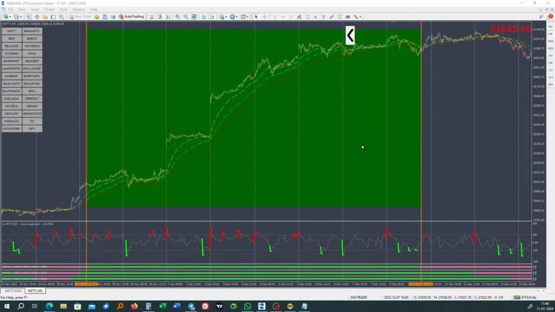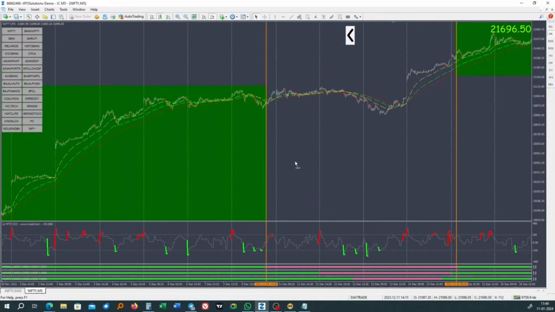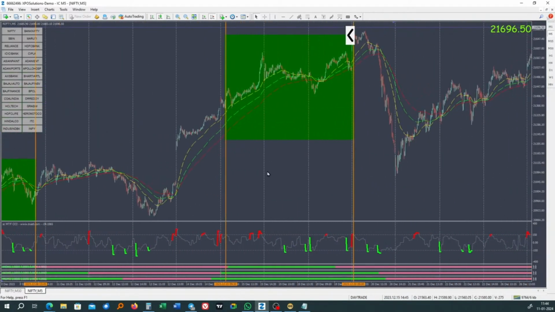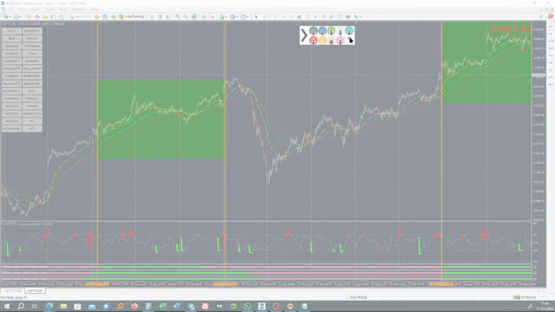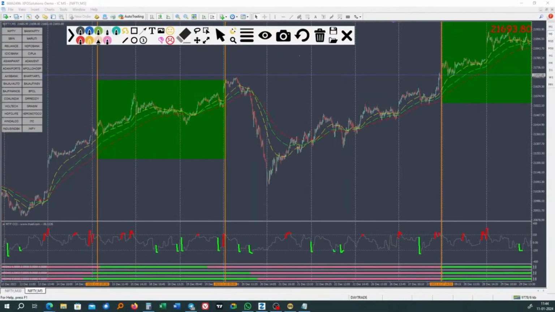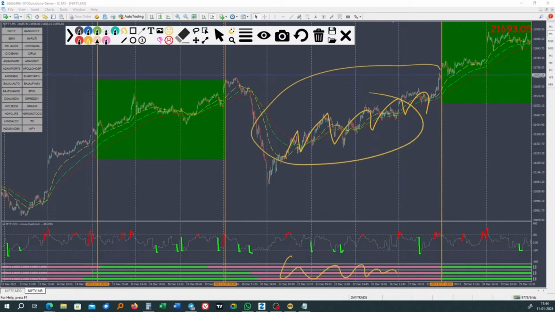So the question is why TSV3 is not aligning much with the trend. This is making a higher high. In this area, if I look at it, this is making a higher high, this is making a higher high, but these areas are not red. You should not be trading when things are not aligned. Why do you want to trade?